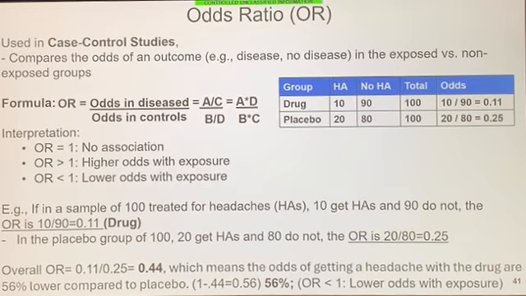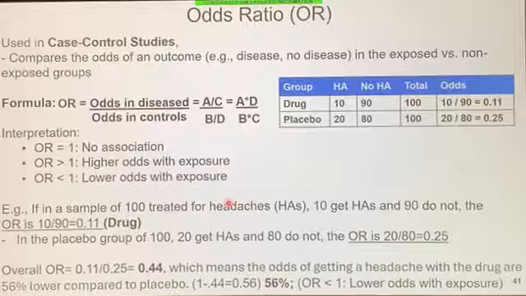Odds ratio, similar, but a little bit different. It's looking at the number of times something happens versus the number of times something does not happen. So if we were to look at the same drug and treated group for headaches, the odds ratio is odds in the disease versus odds in the control, or odds in the treated group versus odds in the untreated group. The interpretations are still the same: 1, no association; greater than 1, higher odds; less than 1, lower odds.